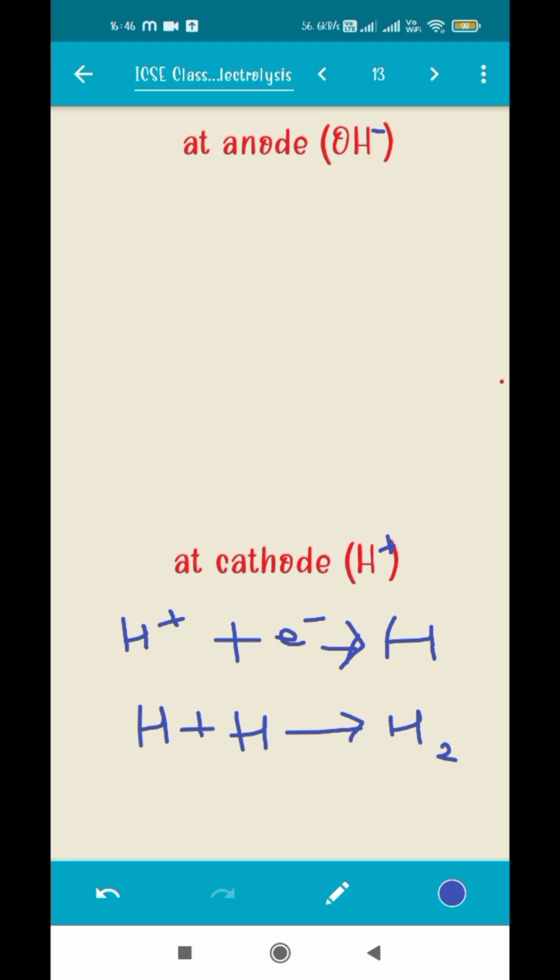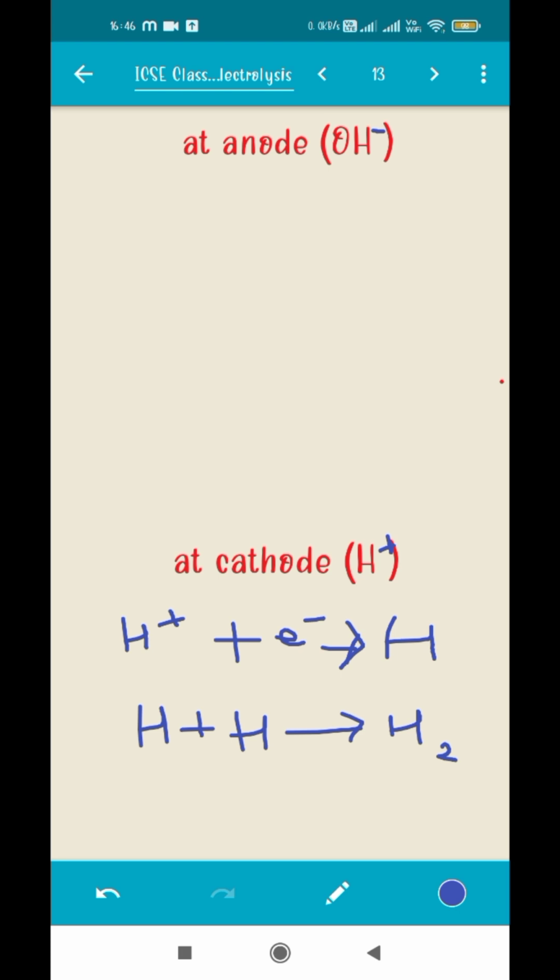Initially hydrogen ions were going out there, but since hydrogen ion has one electron less, it is taking one electron and it is getting converted into hydrogen atom. Since hydrogen atom cannot exist like a monoatomic gas, it will combine with another hydrogen atom and convert into H2.